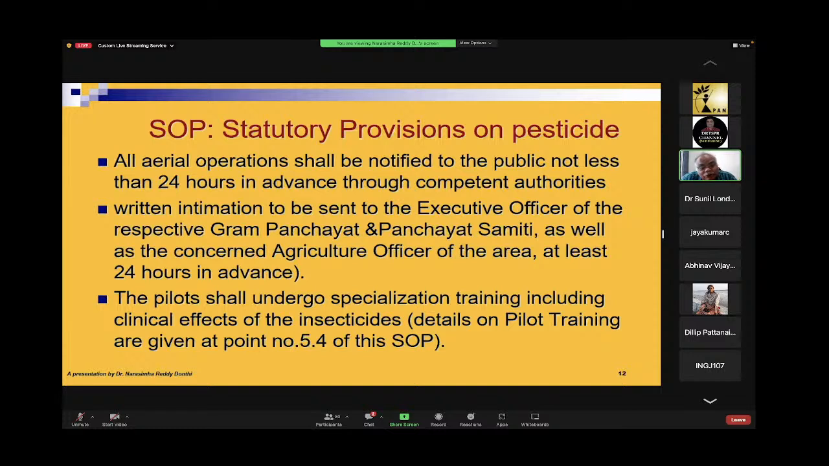And this is very, very important. They say all aerial operations shall be notified to the public not less than 24 hours in advance through competent authorities. And the next one says written intimation has to be given to Gram Panchayat and Panchayat Samiti.